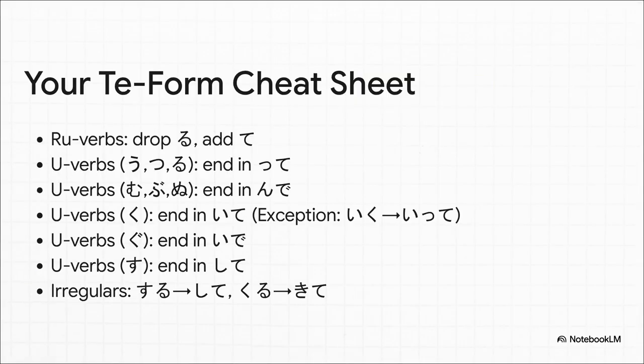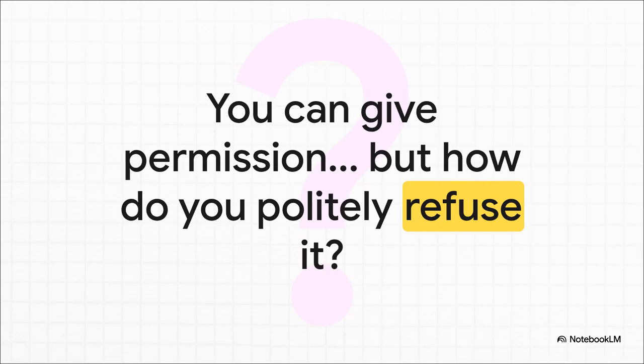And here it is, all in one place. Think of this as your ultimate te-form cheat sheet. You might want to pause and take a screenshot of this one. We've got this simple rule for ru-verbs, all 5 patterns for u-verbs, that super important exception iku, and our 2 irregulars. Getting this down is a massive leap forward in your Japanese journey. So now you have the power. You can confidently ask for things, and you can give other people the green light. You can ask to take that picture, eat that snack, or meet up with a friend.